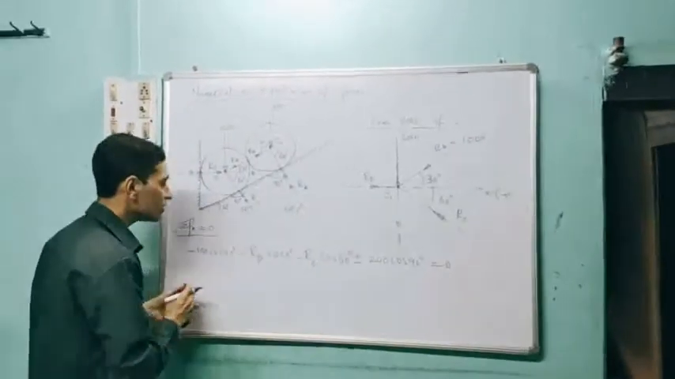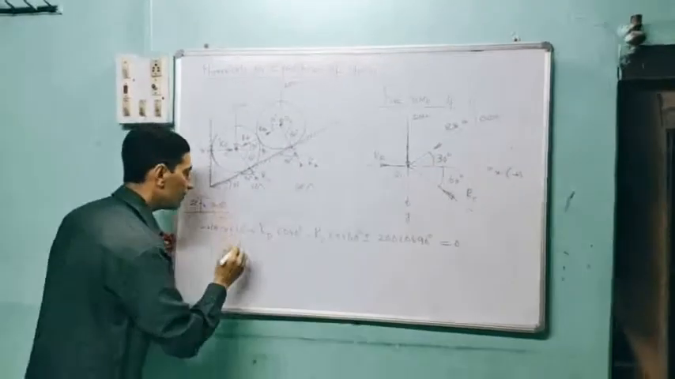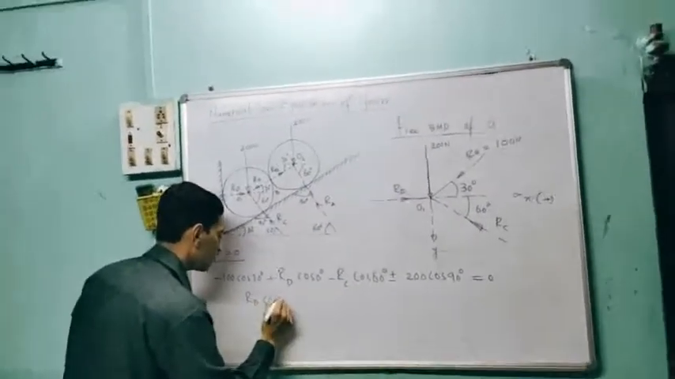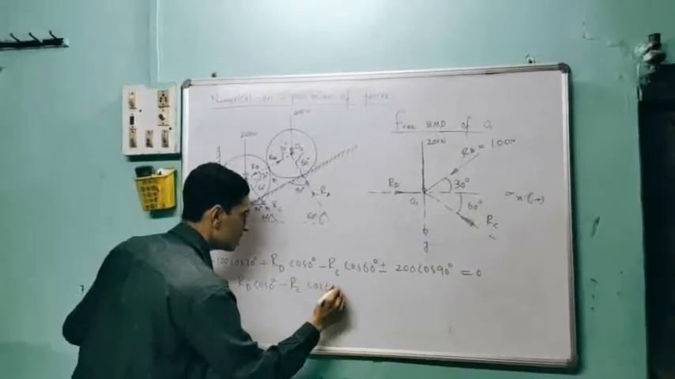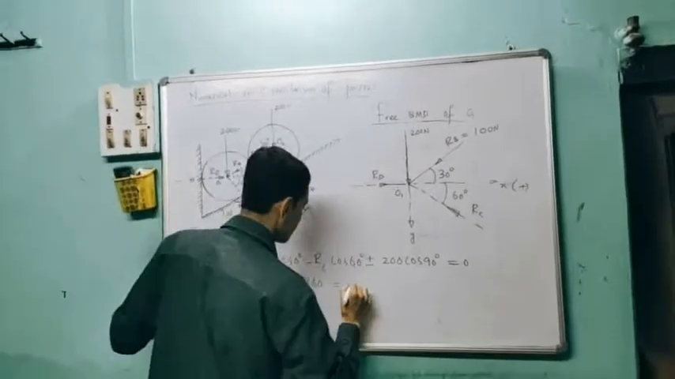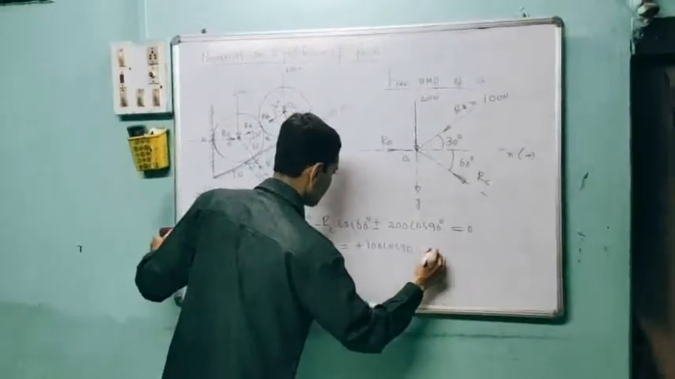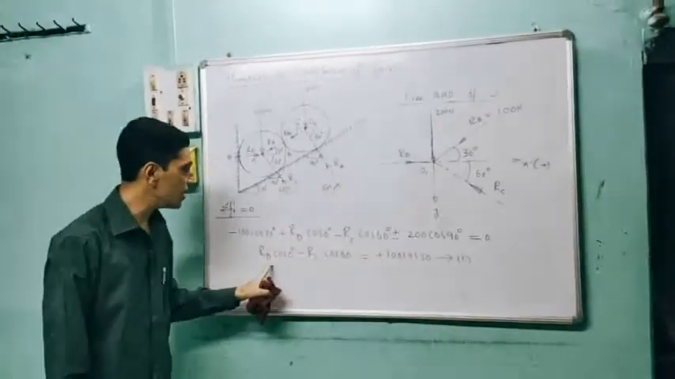Now you cannot solve this equation because it consists of two unknowns. Keep the values of RD and RC as they are. RD cos 0 minus RC cos 60. This term becomes 0. Leave that and take this term to the right hand side, which becomes plus 100 cos 30. Let us give this as equation number 1, which consists of two unknowns, RD and RC.